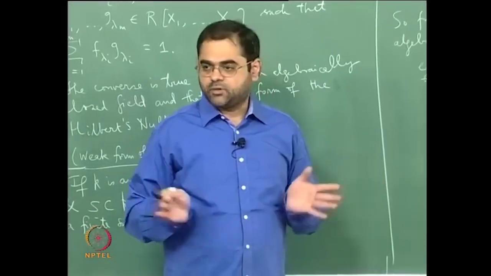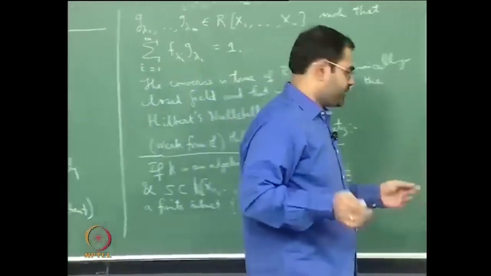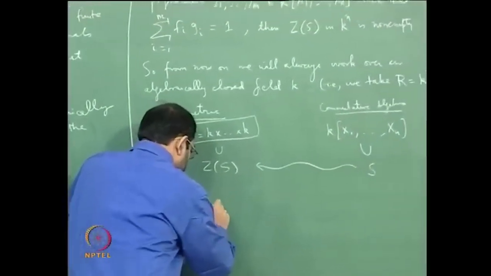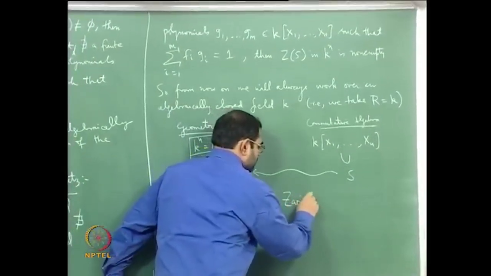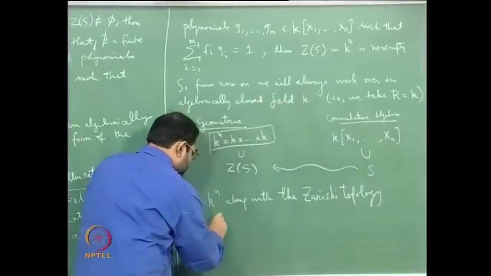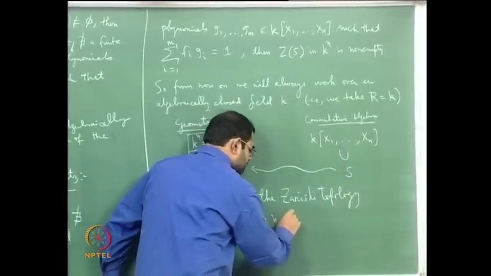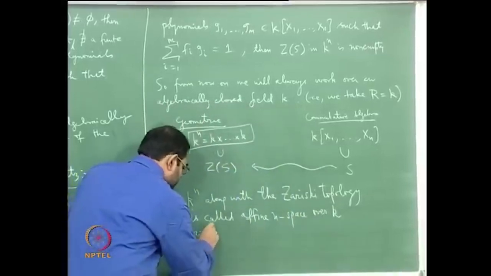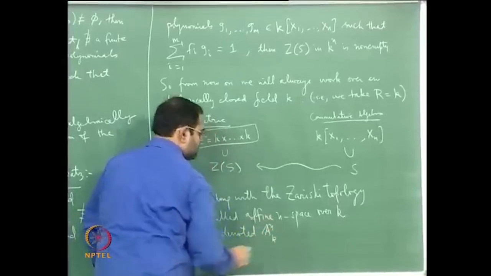The first step is to give it a topology, and that topology is called the Zariski topology. I will explain what that topology is. So let me write the following: kn along with the Zariski topology is called affine n space over k, and denoted A^n_k.